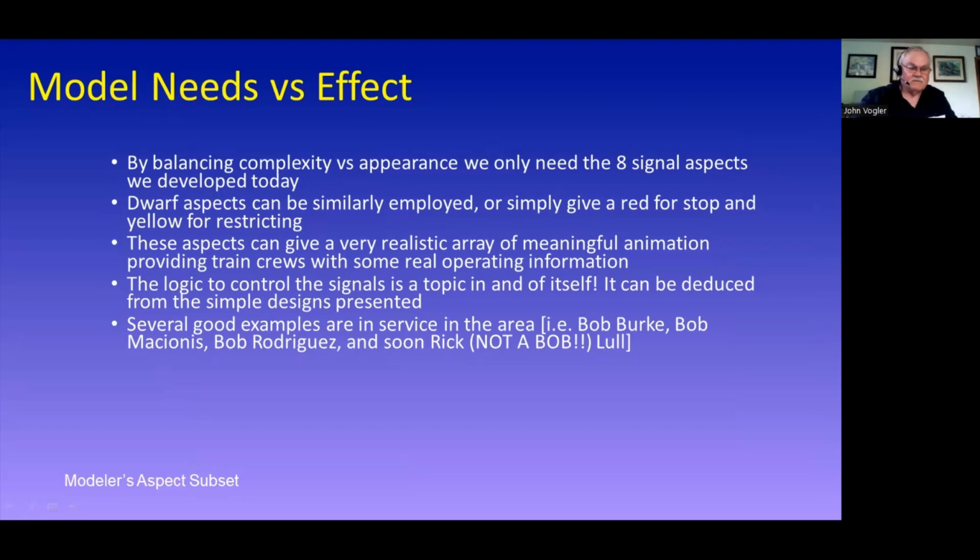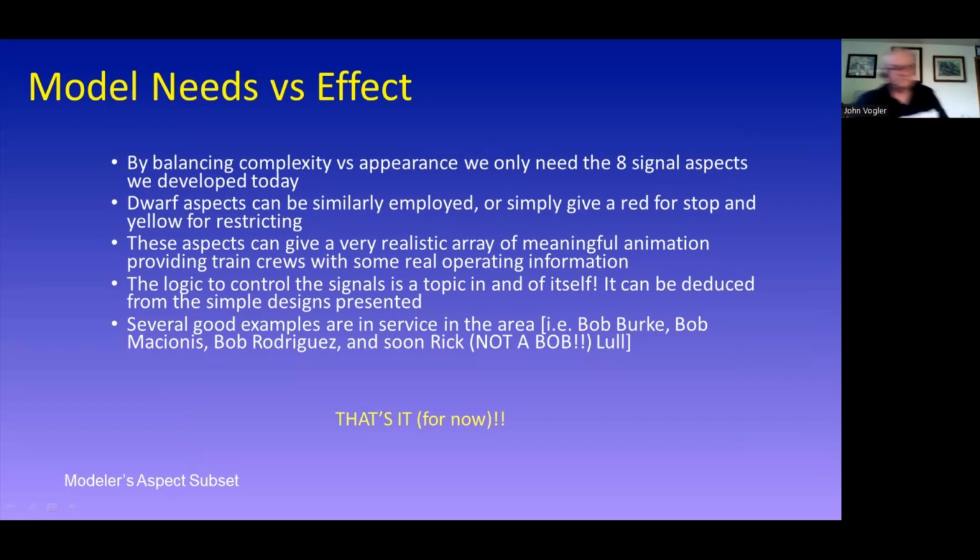I know of several good examples in the area that have full-blown working signal systems. One is Bob Burke down in Appomattox. Bob Mashonis outside of Charlottesville has a subset of signals. Bob Rodriguez has a very good working system. And here's not a Bob, but Rick Lull is building a fabulous railroad down outside of Richmond that has a full-blown RF&P signal system.